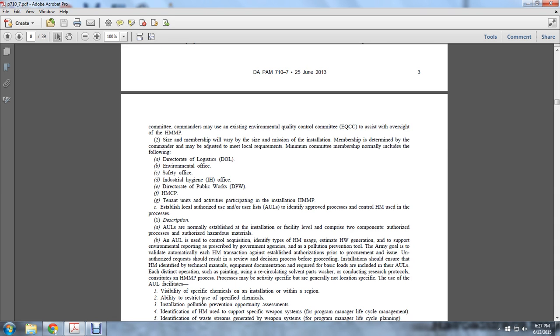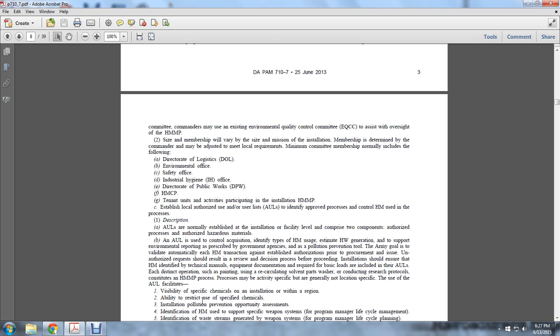The Army goal is to automatically validate each hazardous material transaction against the established authorized list prior to procurement or issue, and unauthorized requests should result in a review of the decision process before proceeding. Installations should ensure that the hazardous material identified by technical manuals, equipment documentation, and required for basic loads is included in the authorized user list.